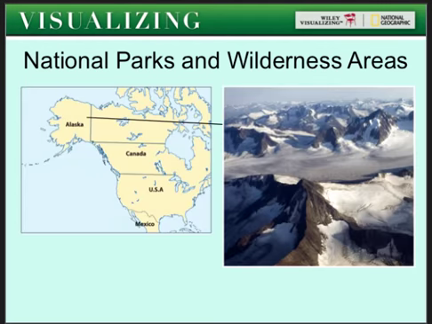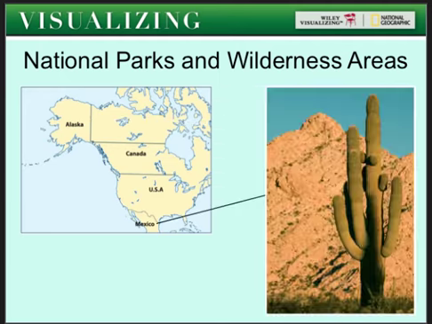Here you can see, at more than 3.7 million hectares, the Wrangell St. Elias Wilderness Area in Alaska is the nation's largest designated wilderness area. This is the Cabeza Prieta Wilderness, Arizona's largest wilderness area. It includes 325,000 hectares of isolated desert landscape.